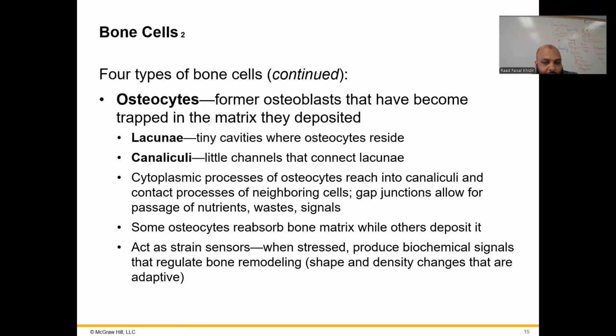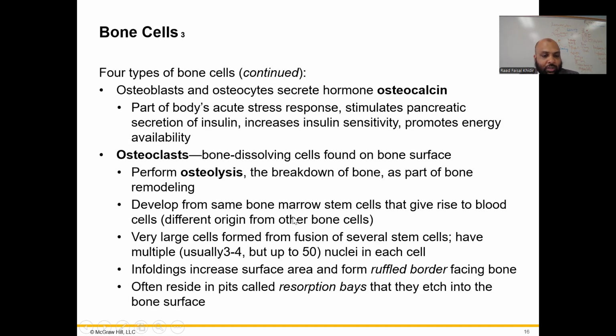Continuing with the 4 types of bone cells, osteocytes are former osteoblasts that have become trapped in the matrix they deposited. So we have the lacunae and the canaliculi. The lacunae are tiny cavities where osteocytes reside, and the canaliculi are little channels that connect the lacunae. Cytoplasmic processes of osteocytes reach into the canaliculi and contact processes of neighboring cells through gap junctions, and the gap junctions allow for the passage of nutrients, wastes, and signals. Some osteocytes reabsorb the bone matrix while others deposit it, and they act as strain sensors when they are stressed, and they produce biochemical signals that regulate the process of bone remodeling.